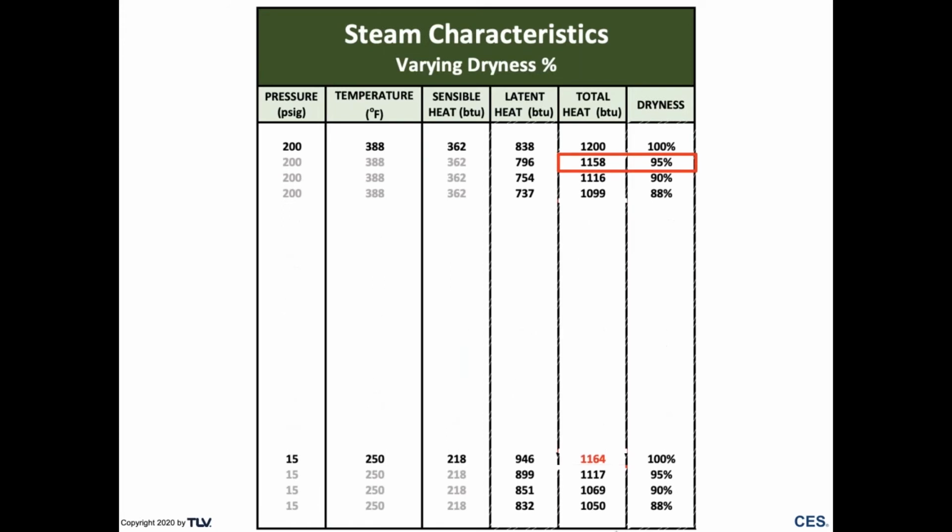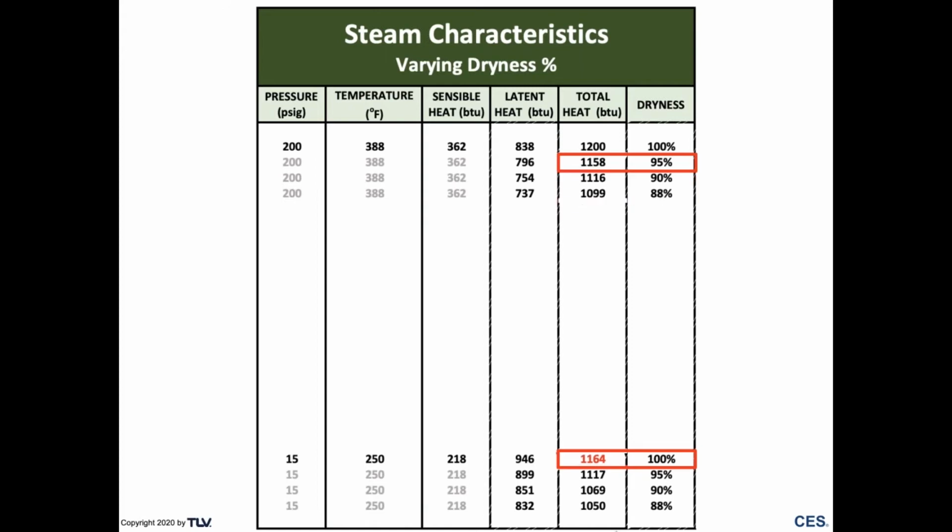So let's say that we're coming off the boiler at 95% dry. 1158 is the total BTUs, not 1200. Down here at 1164 would be saturation at 15 psi. So even with such a large pressure drop, with the steam coming off the boiler at 95% dry, 5% wetness, not considering any work through pressure reducing valves, not considering any radiation losses of the pipeline, not considering any flange effect where you have uninsulated flanges, you don't have enough steam to create superheat. You don't have enough energy to create superheat.